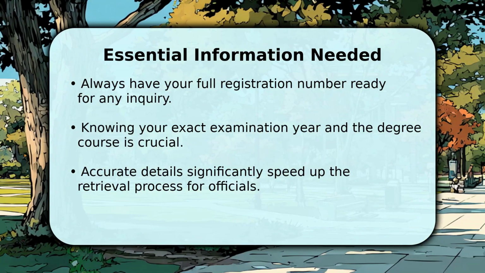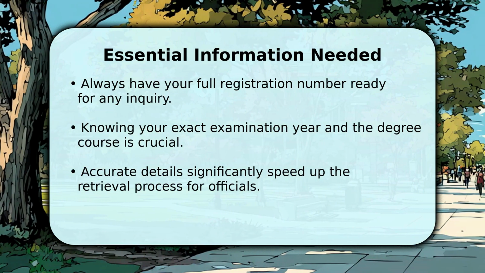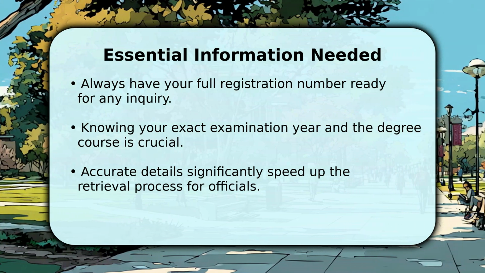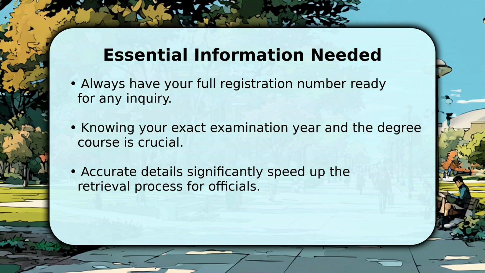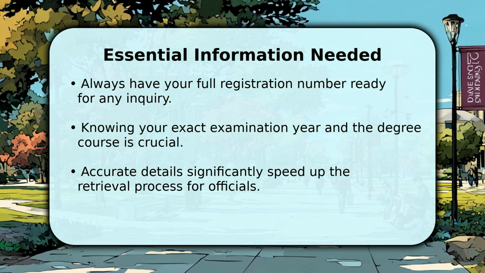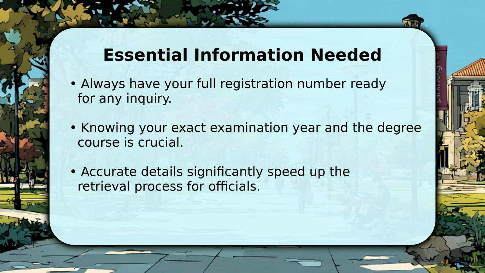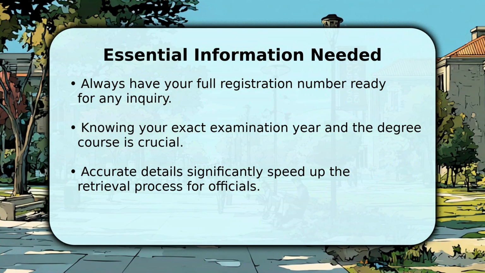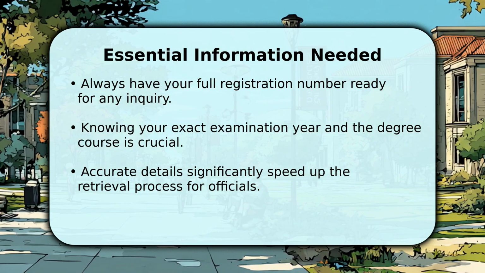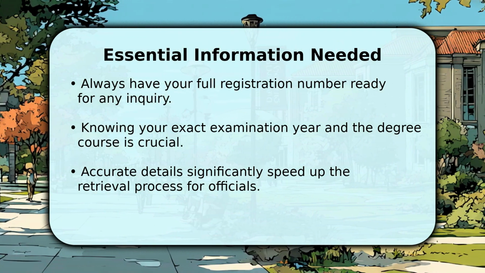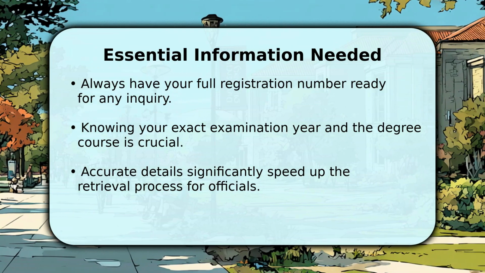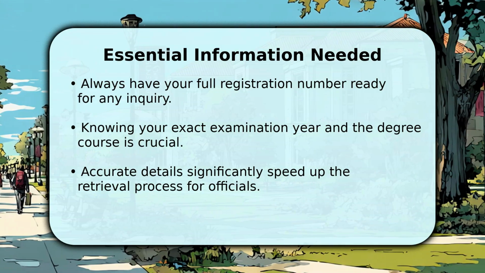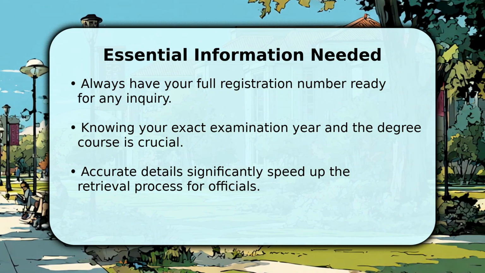To ensure a smooth and rapid retrieval of your results, always come prepared with essential information. Your complete registration number is paramount, as it uniquely identifies your academic record. Additionally, pinpointing the exact examination year and the specific degree course you pursued will drastically reduce search times. Providing these accurate details upfront empowers the university staff to quickly locate and provide you with your desired old results, making the process much more efficient.